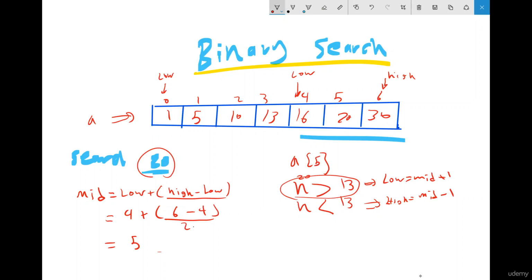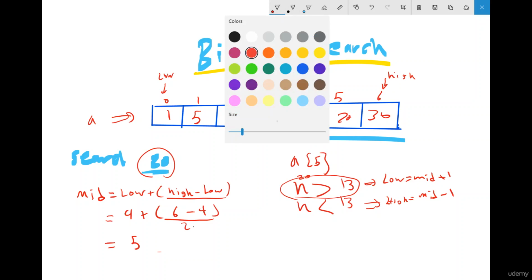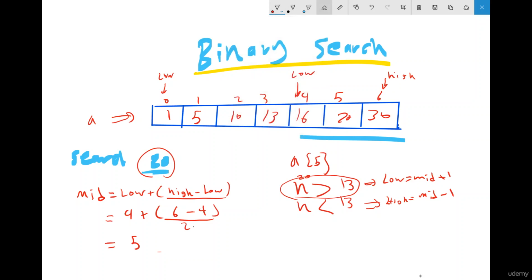Is it 20? Is the number you are searching for less than or greater than 20? I'm looking for 20. Is your number greater than or less than? Your number is not greater than and not less than; your number is 20. That means yes, you found the number. You found it after 2 tries, while in the normal linear way you would count 1, 2, 3, 4, 5, 6 tries. So linear search finds it after 6 tries, but binary search finds it after 2.